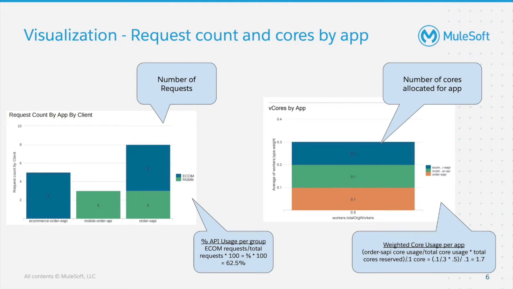On the right side of the visual, we can also pull the core allocations for each app, so we have a way to translate the app requests into dollars via a cost per core model. We have decided to use a weighted cost per core to reflect the total reservation cost, given that most customers have a little headroom in their subscription to allow for bursts of activity. For example, you can see the computed weighted core cost for order SAPI is 1.7.